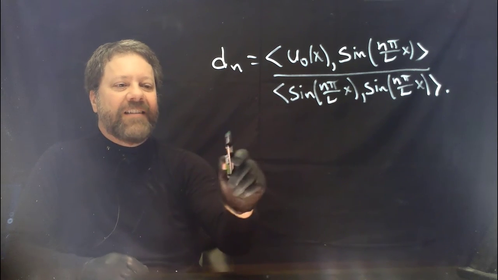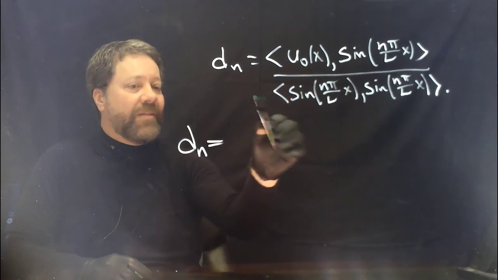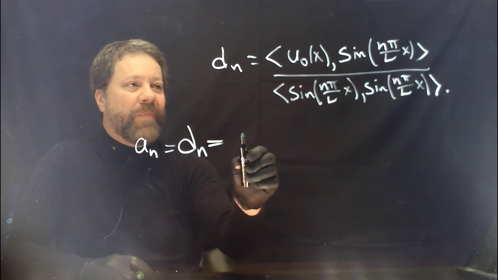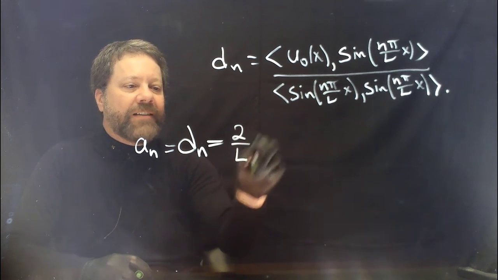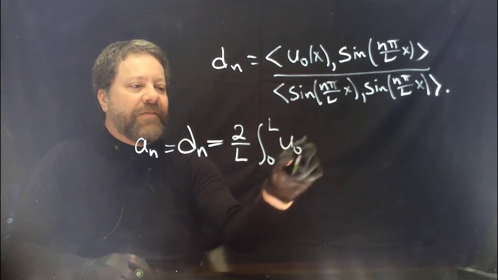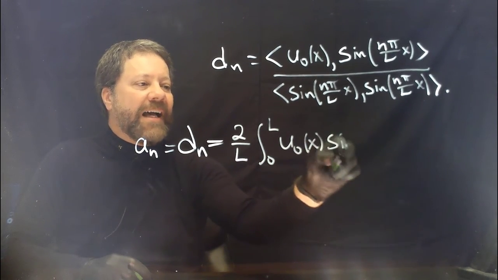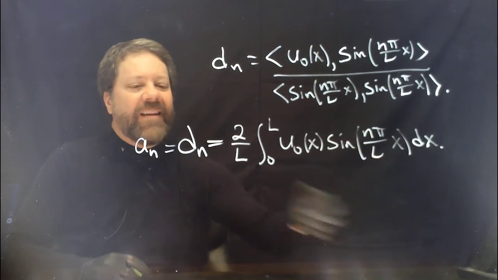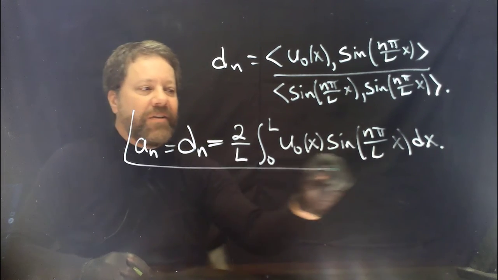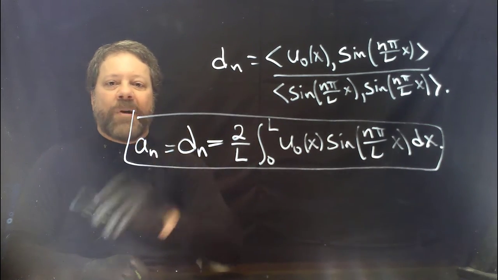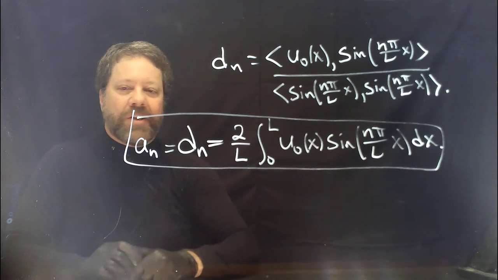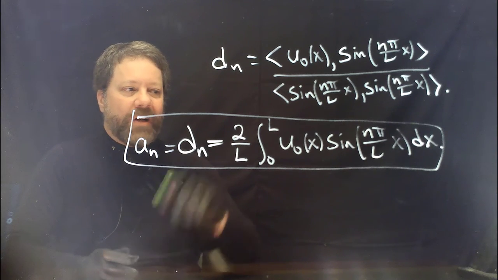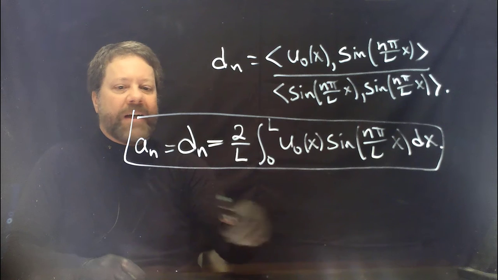It follows then that the dn's, also known as the an's in our other representation for the general solution u, are going to be 2 over L times the integral from 0 to L of the initial displacement times the sine of n pi over L x. So we can easily calculate these Fourier coefficients that are part of the solution, and we've accounted for the initial displacements. What we haven't accounted for are the initial velocities at each point along the curve, and those will be determined by the other coefficients.